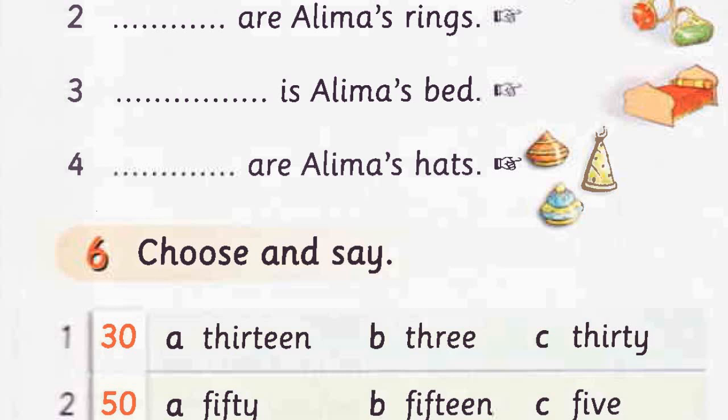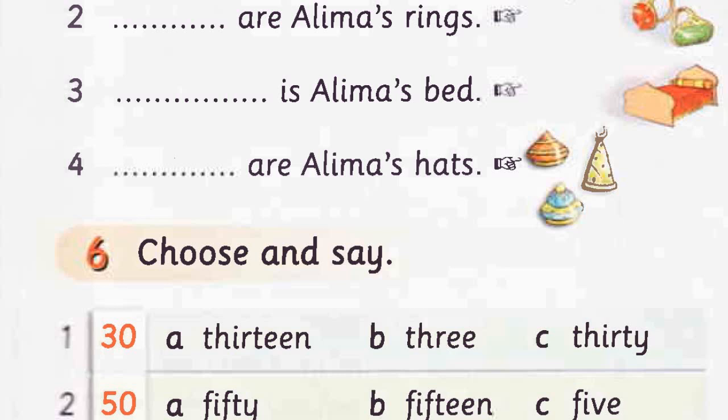Okay, tell me the correct answer for exercise number 4. We see some hats here, a lemur's hat, and the clothes. So the correct answer, these are a lemur's hats. Pay attention to the S here, because there is more than one hat. And pay attention to the R, these are. How do you spell these? Say T, H, E, S, E.